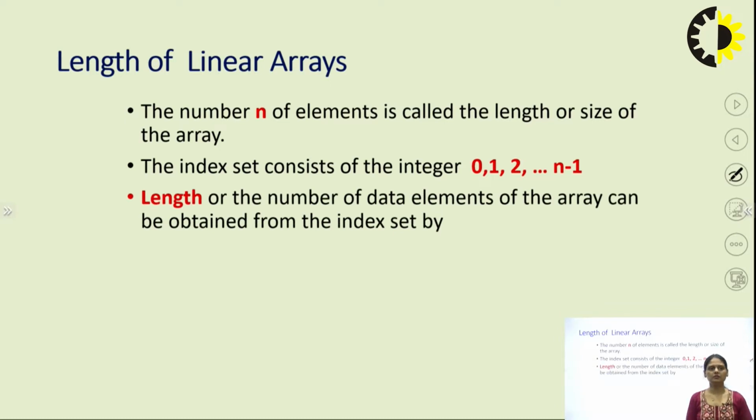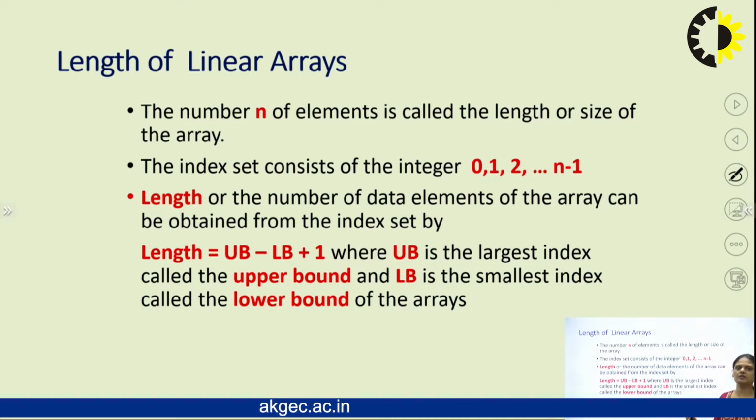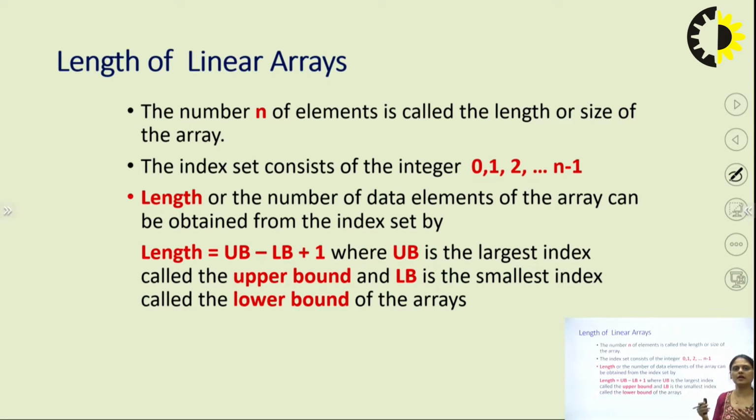Now, the length or the number of data elements of the array can be obtained from the index set by using this formula: length is equal to UB minus LB plus 1. Over here the UB signifies the largest index, called the upper bound of the array. The largest index number in an array is represented as UB. LB is the smallest index, called the lower bound of the array.